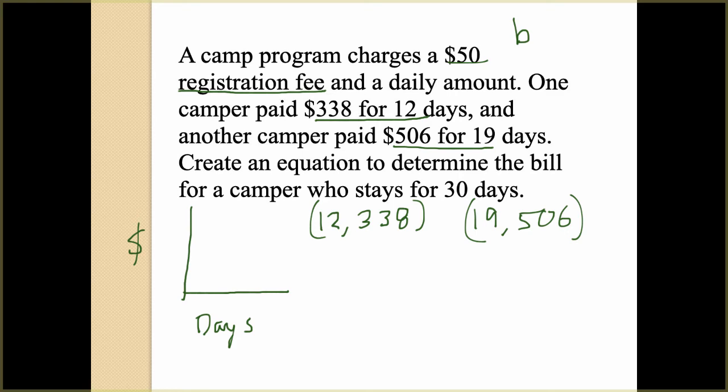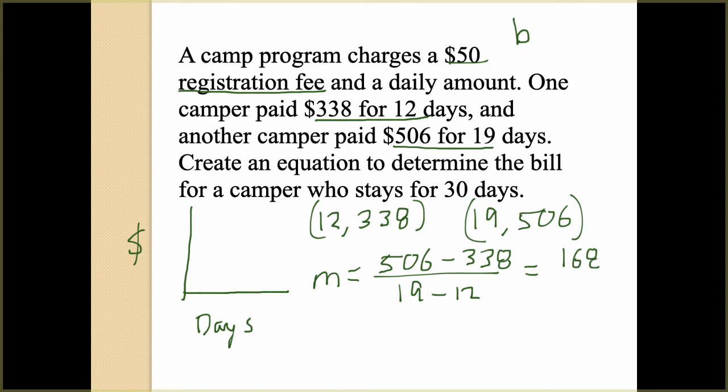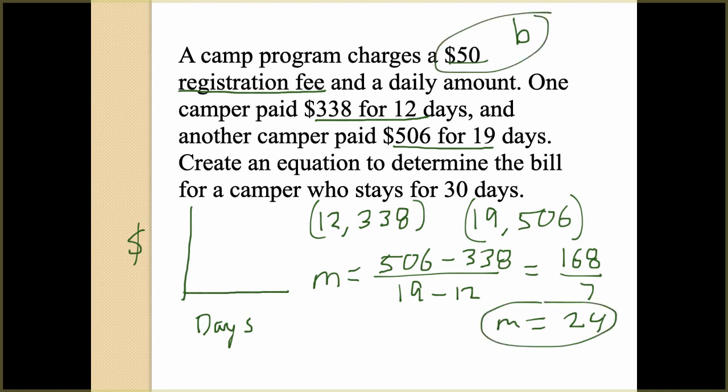So our m is y2, 506, minus y1, 338, all over 19 minus 12. This is 168 in the numerator over 7. And when we solve this, we find our slope is $24 a day. So we have a slope. We have an intercept. We can write the equation as y equals our slope, 24, times the number of days, x, plus 50.